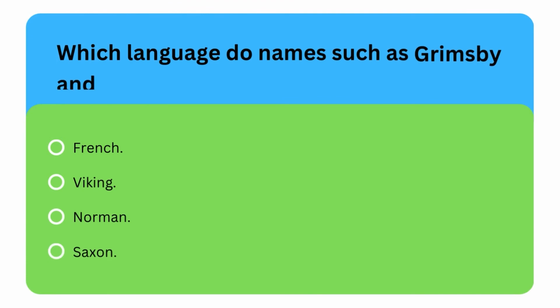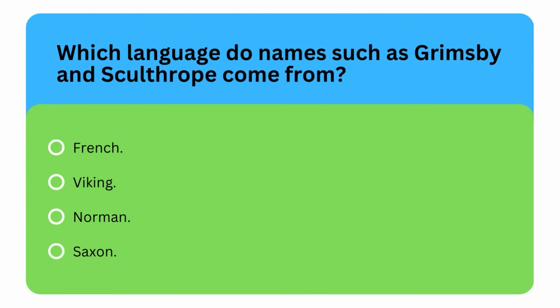Next question is which language do names such as Grimsby and Sculthorpe come from? Options are French, Viking, Norman, or Saxon? So the correct option is second option. They come from Viking language.